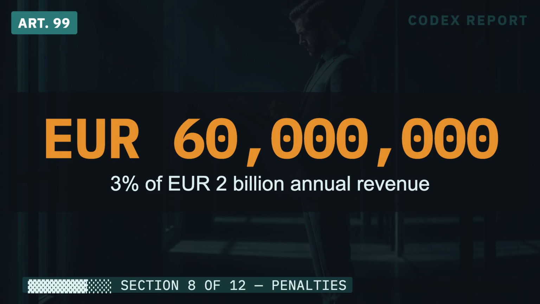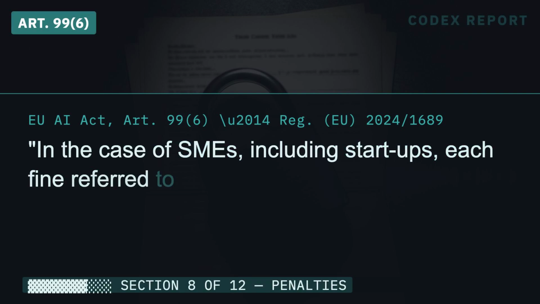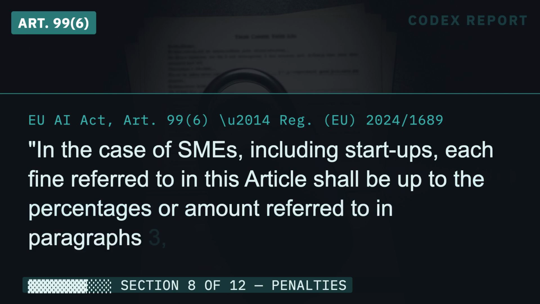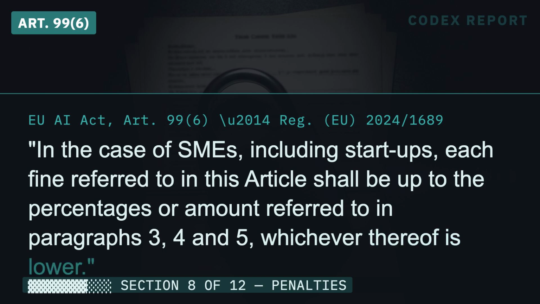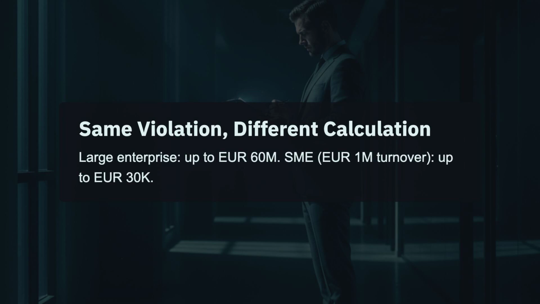There is a specific provision for SMEs. Article 99, paragraph 6. In the case of SMEs, including startups, each fine referred to in this article shall be up to the percentages or amount referred to in paragraphs 3, 4, and 5, whichever thereof is lower. For SMEs, the calculation inverts. It is the lower of the 2 figures, not the higher.